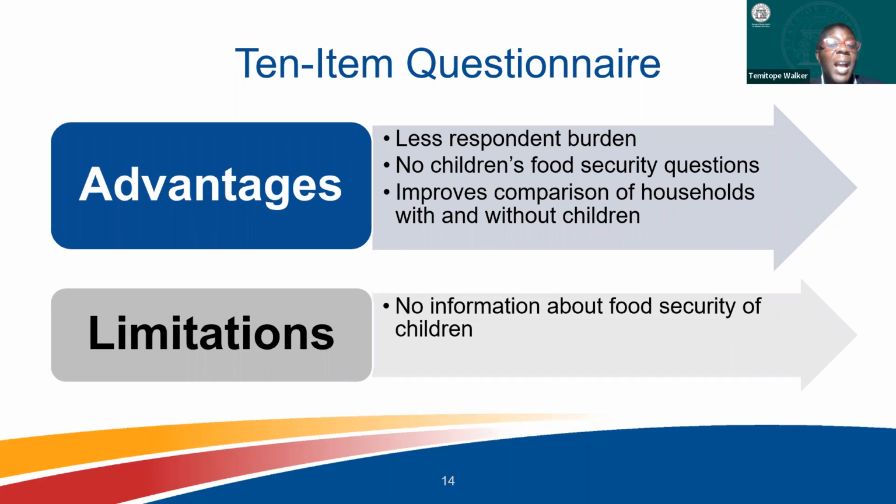So this 10-item questionnaire really has some key parts to it. And the key one, of course, I do want to mention is that it's certainly less burdensome than the 18. There are no questions about food security of children. So I read through those that are children specific, so you see those. It improves comparability between households with and without children. And the limits include that there's no information about food security of children if there are any in the household. Next slide.